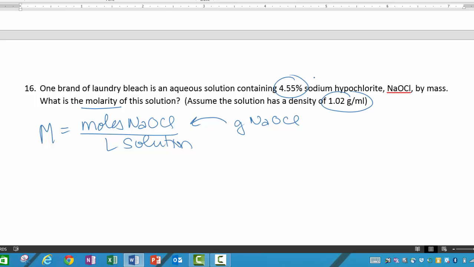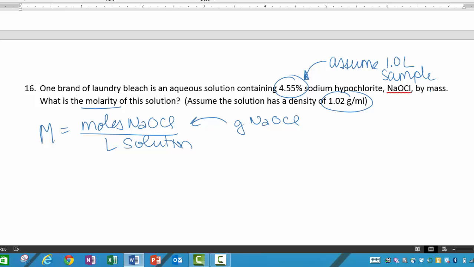So in a case like this where you're given a percentage, what can be really helpful, like when we did empirical formulas, remember how we said assume a 100-gram sample to make your calculations easier? You can do the same thing with solutions, and let's just say we assume we have a 1 liter sample. That will make our calculations a little bit easier. So we can say, if there's a 1 liter sample, how much would that weigh? And how much of that would be sodium hypochlorite? And then you could figure out the molarity in that 1 liter sample.